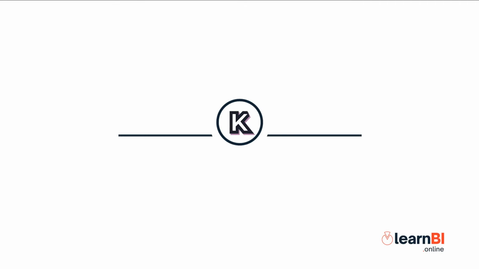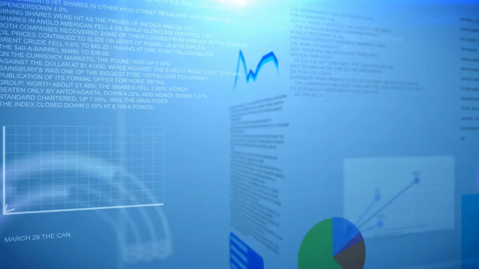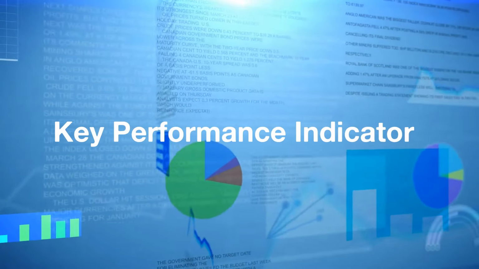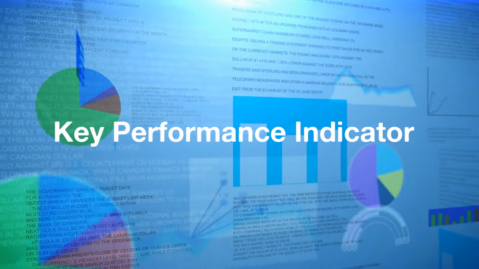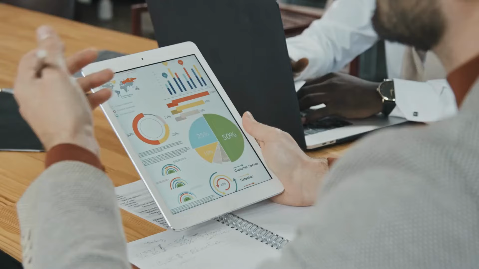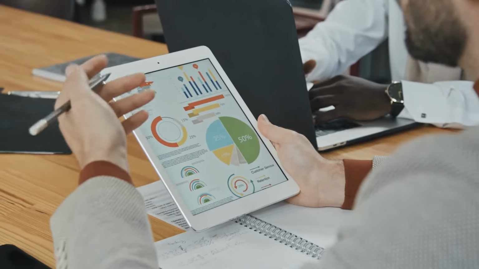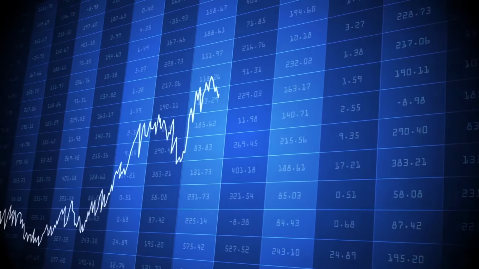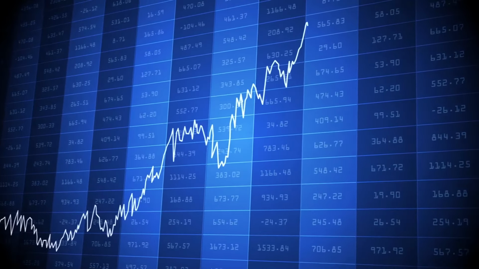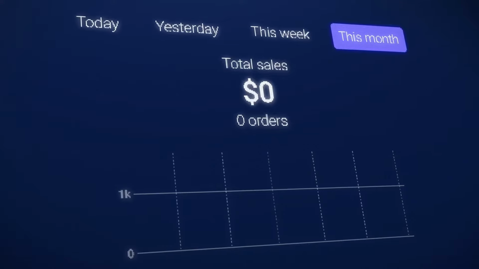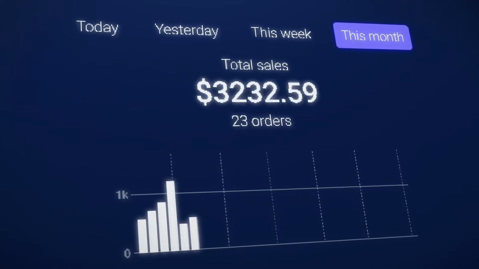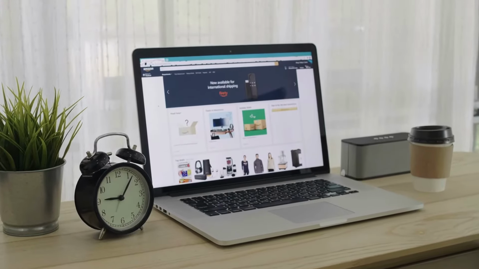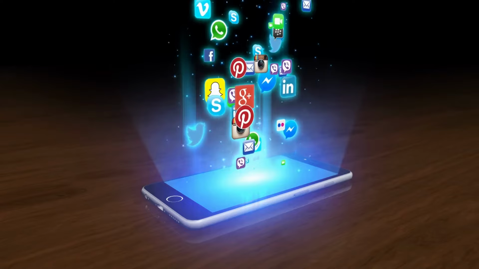K is for KPI. KPI stands for Key Performance Indicator. They are at the heart of business intelligence. As the name suggests, they allow organizations to monitor how effectively it's achieving its key business objectives. A KPI might be something like total sales, number of website visitors, or social media interactions.